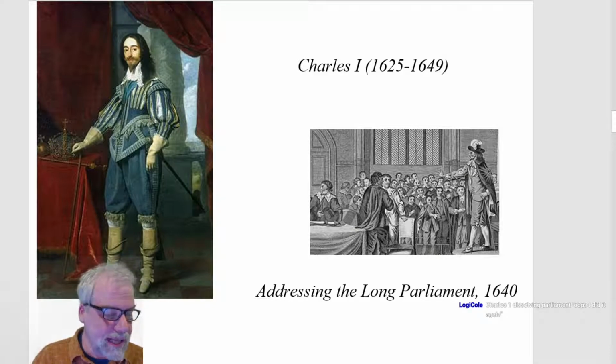And so they refuse. He dissolves the Parliament. He continues his invasion. And when the Presbyterian Scots invade Britain in the summer of 1640, he's forced to call the Parliament again. And this is the Long Parliament. Shortly afterwards, there's a rebellion in Ireland in 1641.